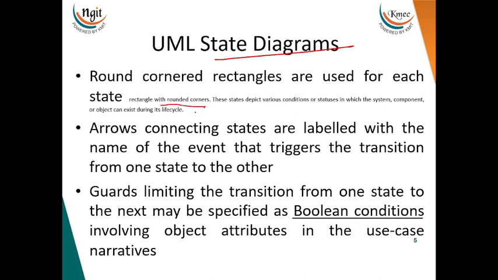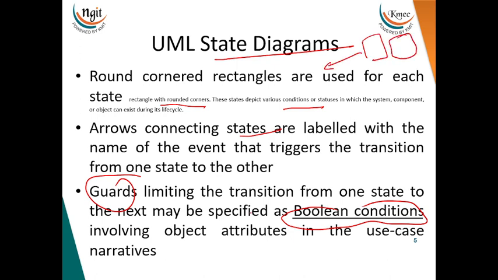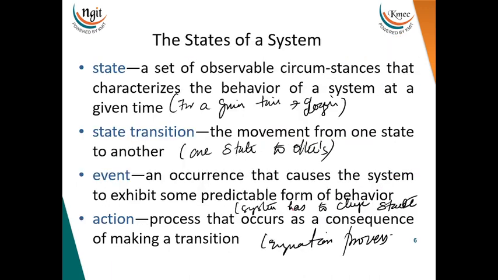Now, UML state diagrams: a round-cornered rectangle is used for each state. This state displays a varied condition of the system. Arrows are labeled, meaning they show how the system goes from one state to another. And guards, G-U-A-R-D-S, guards are limited views for Boolean values, correct? So if you have this or if you have this, then it is represented for which state it is going to. And the arrows represent how the transition works, limited from one state to another with the help of Boolean values. We are going to see this in the use case with the help of an example.